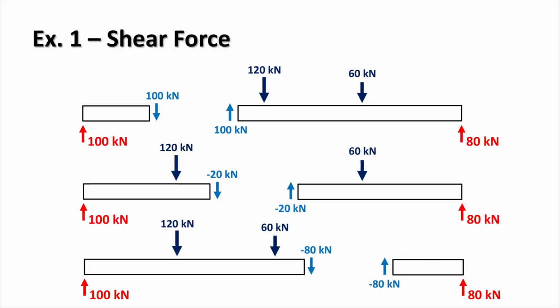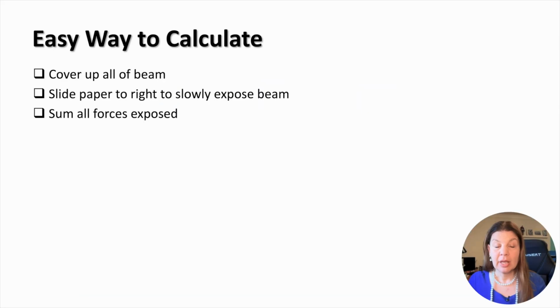And at the final support, the reaction of 80 kilonewtons upwards brings the shear force back to zero, which confirms global equilibrium. A useful way to visualize shear force calculations is the cover method. We imagine covering the beam with a sheet of paper and slowly sliding it from left to right, revealing the beam progressively. At each position, we sum the vertical forces acting on the exposed portion of the beam. This running total gives the shear force at that point.